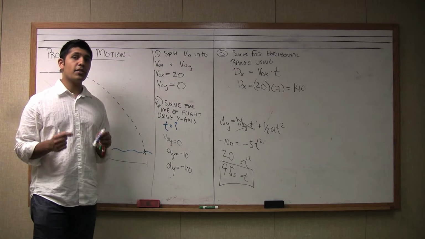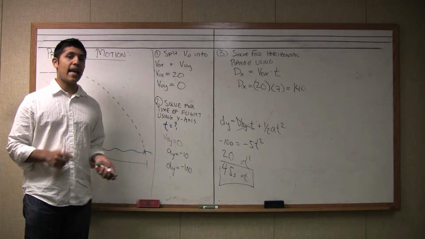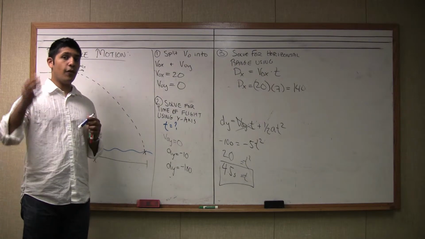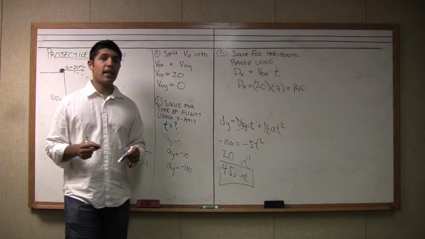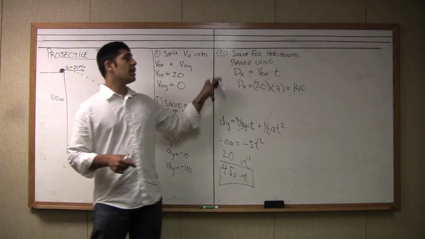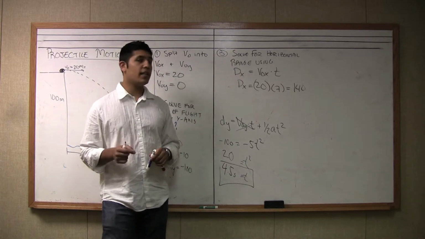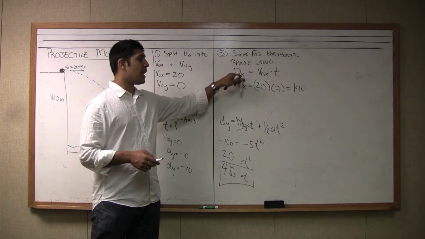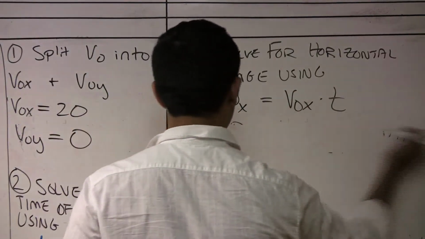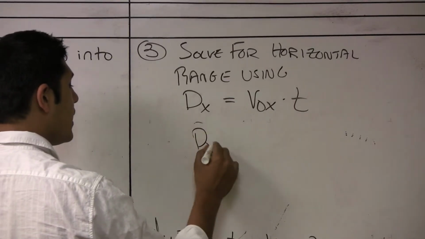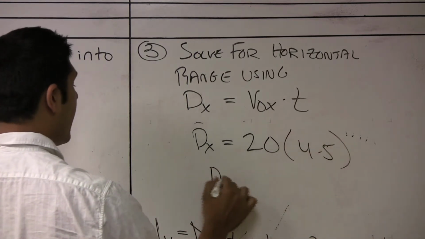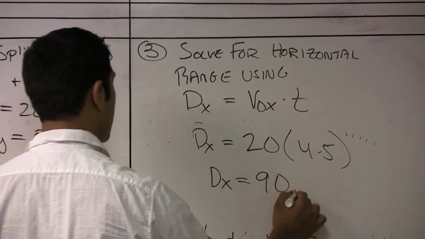Well, the nice thing about once you solve for time is that time links the x-axis and the y-axis together. So the amount of time that something is in the air for in the y-axis will be the same for the amount of time that it's in the air for in the x-axis. And now I can finally plug it into the final part of this technique, which is to solve for the horizontal range. And we're going to use the equation that dx, or displacement in the x direction, is equal to v naught x times time. And so dx is equal to 20 times 4.5. And so my horizontal range is going to be about 90 meters.